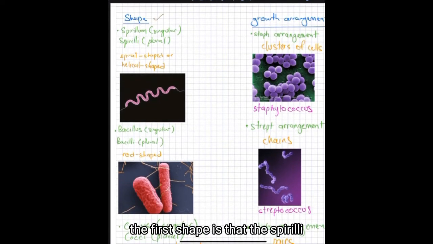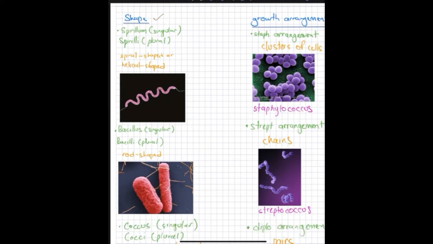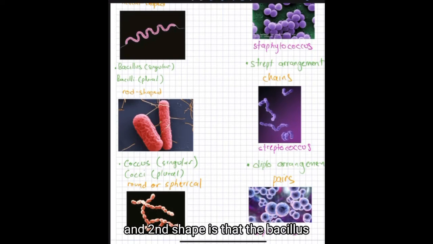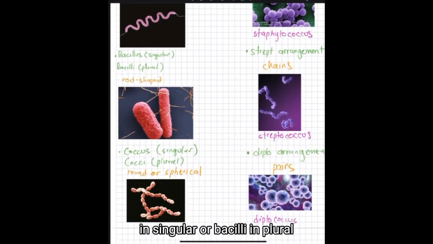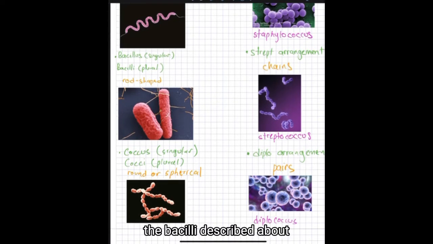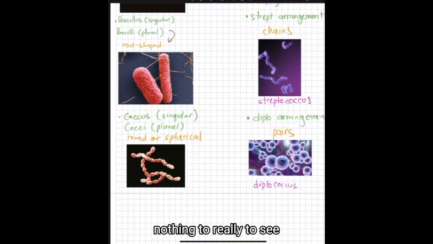The first shape is the spirilli in plural or spirillum singular. So here the spirillum describes the spiral shape or helical shape. And the second shape is the bacillus in singular or bacilli in plural. The bacilli describe the rod shape structure, just like this. It looks like a rod, so nothing really to say.